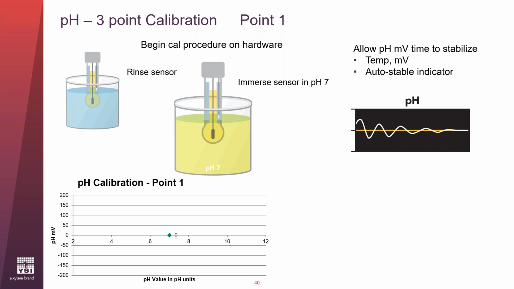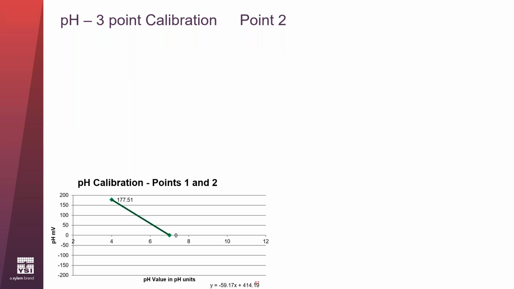Some instruments will automatically search for a stable signal and take the calibration point when it deems the signal to be stable. If it's not automatically done by the instrument, you can then accept the first point. You just set your 0 point as shown on the graph, where pH 7 gave us a signal of 0 millivolts. It was a perfect pH probe in this case.